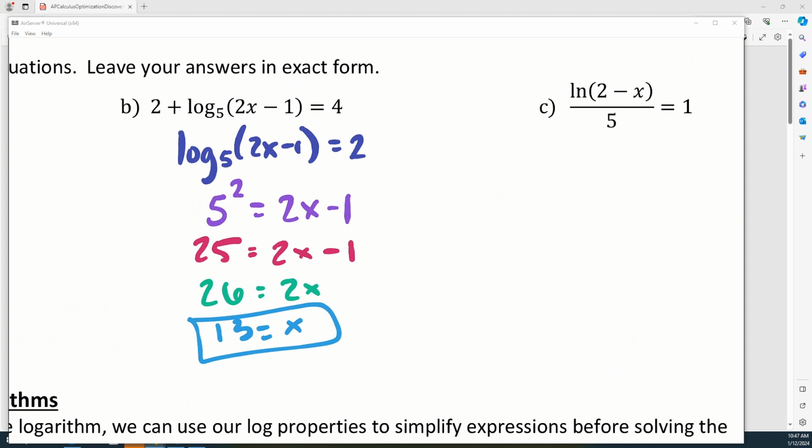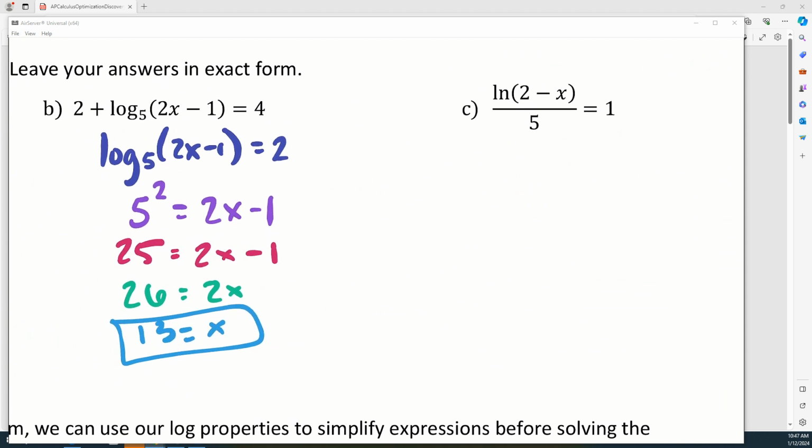Okay. So on this last one, what would you guys do first? Multiply by 5. So solve an equation. There's something in a denominator that you don't want there. You just multiply by it. All right. And then my logarithmic expression is isolated. So I'm going to write in exponential form. What is my base going to be? E to the 5th equals 2 minus x.